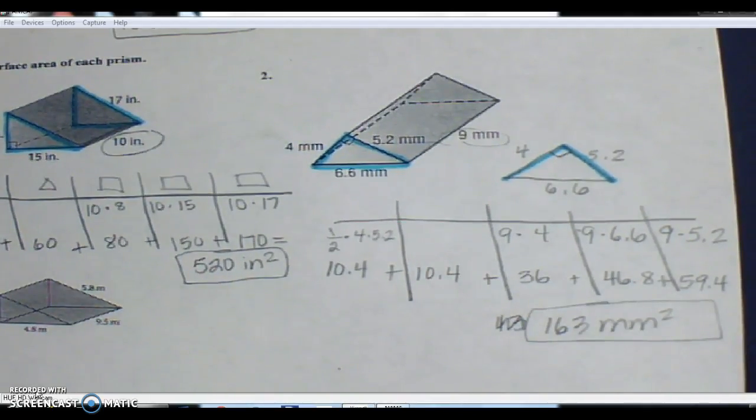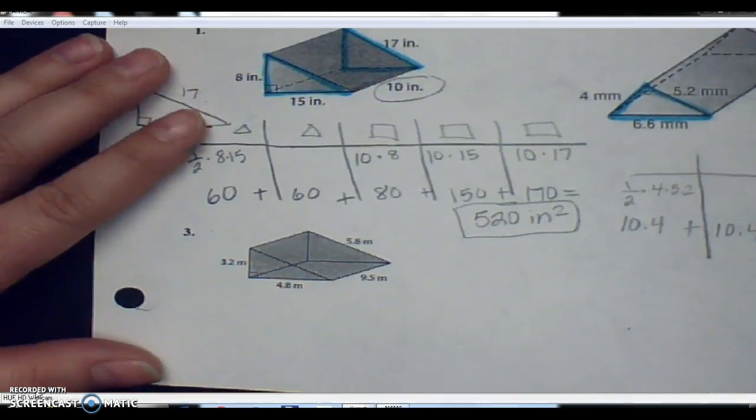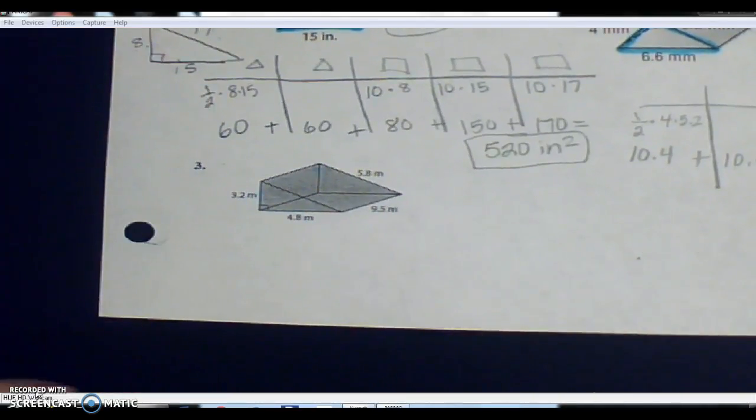Now here's what I want you to do. I want you to pause the video. I want you to do number 3 on your own. Once you're done, hit play, check your work. So go ahead and pause the video and work number 3.